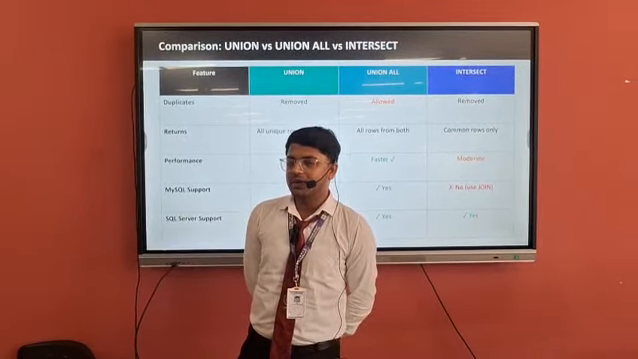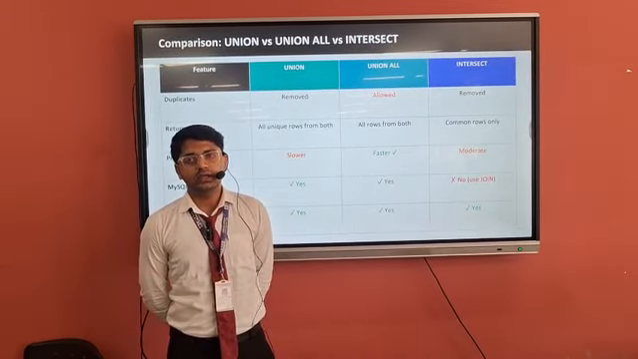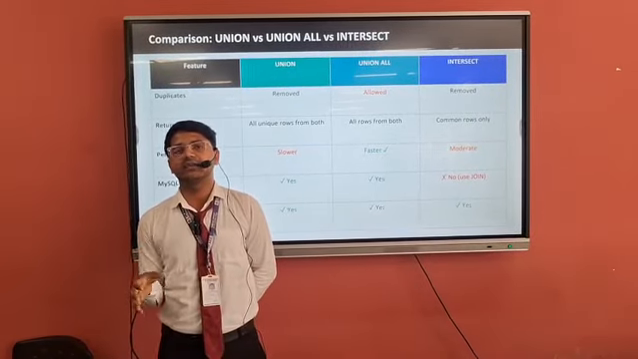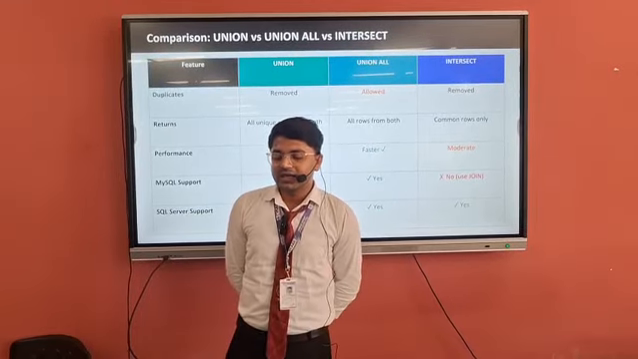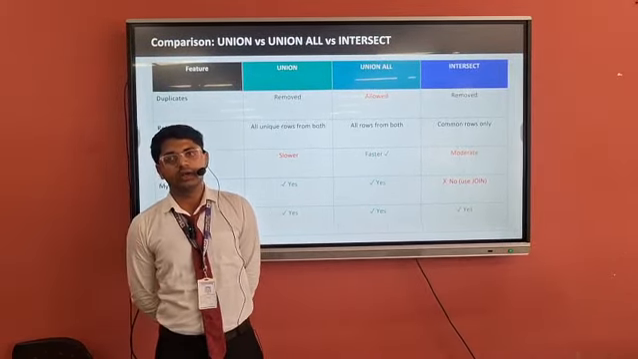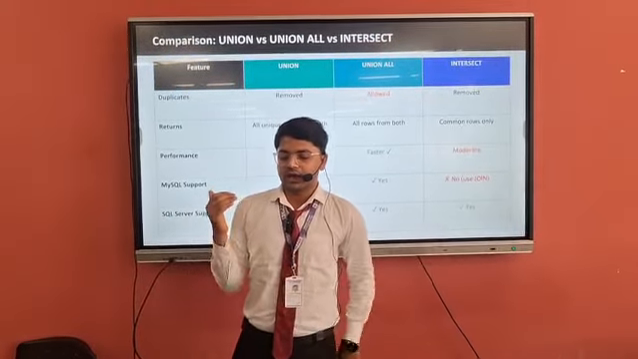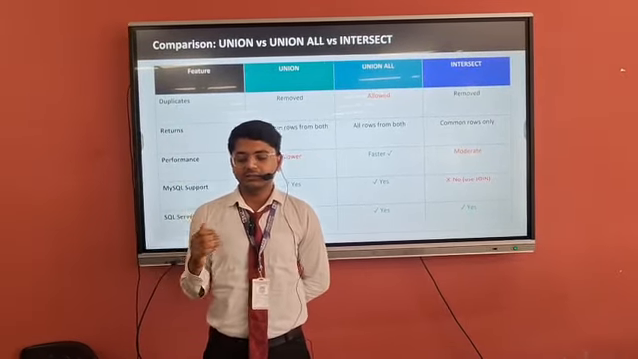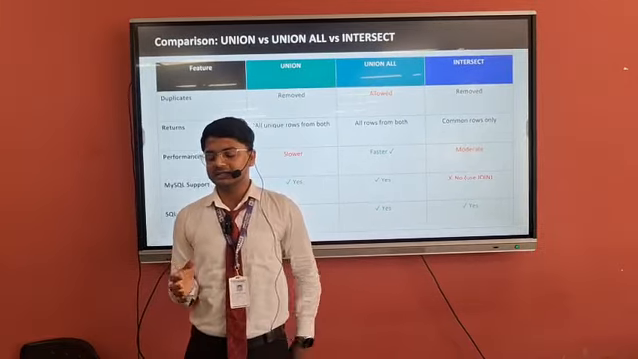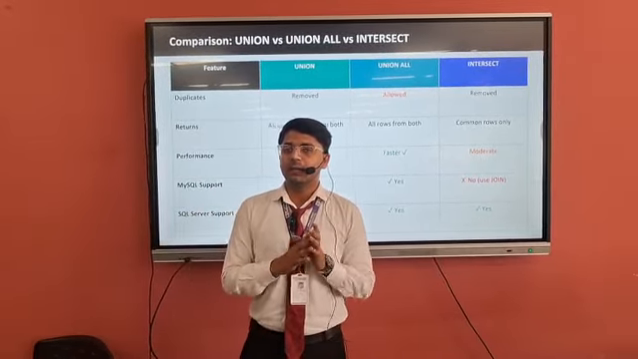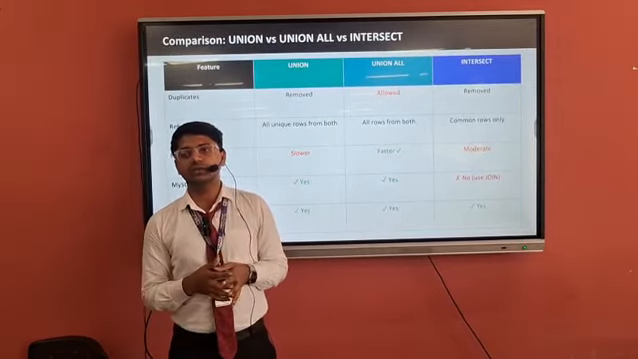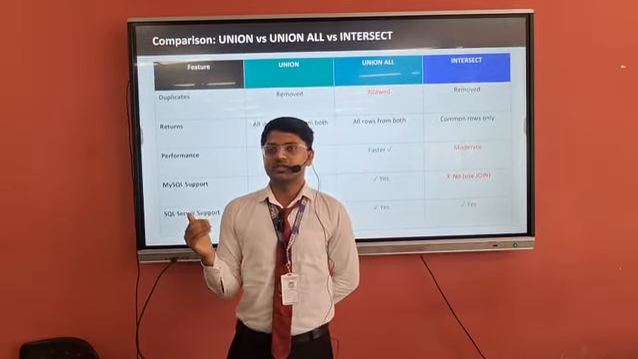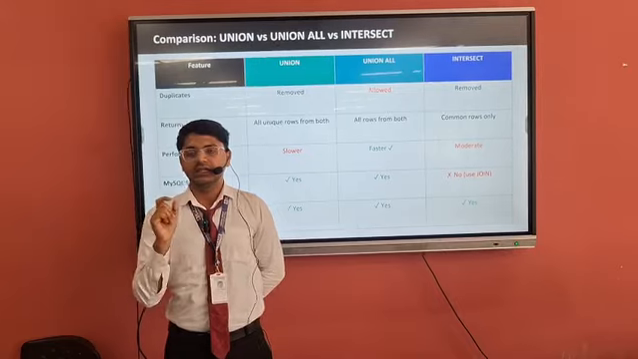Next one is the performance of UNION, UNION ALL, and INTERSECT. UNION is slower, UNION ALL is fast, and INTERSECT is moderate. Next one is MySQL support. UNION and UNION ALL are supported in MySQL, but INTERSECT is not accepted in MySQL. In the early days developers developed MySQL to be easy and high performance, but INTERSECT is a heavy operation. So the alternative is to use INNER JOIN or IN.